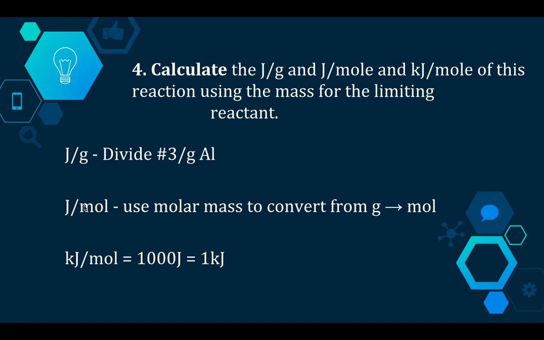Then to get to joules per mole, you're going to use the molar mass of the aluminum to convert from grams to moles. So you'll need to multiply by the molar mass. And then finally, to get from joules to kilojoules, you're going to use the conversion 1,000 joules equals 1 kilojoule. Then you should have a value that's in kilojoules per mole. Make sure that you are showing your work and canceling units at each step so that you know exactly what you're left with and if you've done it correctly. Now that kilojoules per mole value is going to be compared to the kilojoules per mole value that you found in your pre-lab. I believe it was pre-lab question number 3.